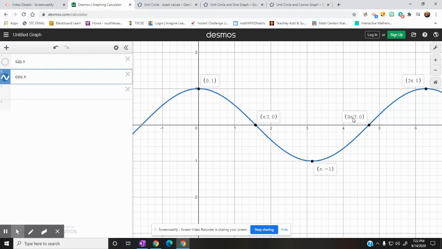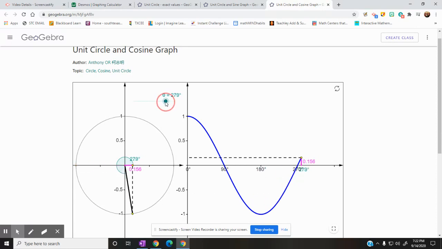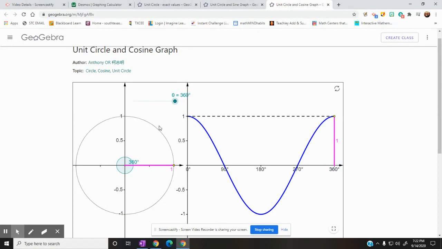So what would 3 pi over 2 be? The next time is at 0. Right there, 270 degrees, and that's when it's 0. And then, of course, at 360 it returns back to 1. So a full cycle would be from, if it starts at 1, dips all the way down, and comes back to 1. When it does a full cycle like that, that is known as a period.